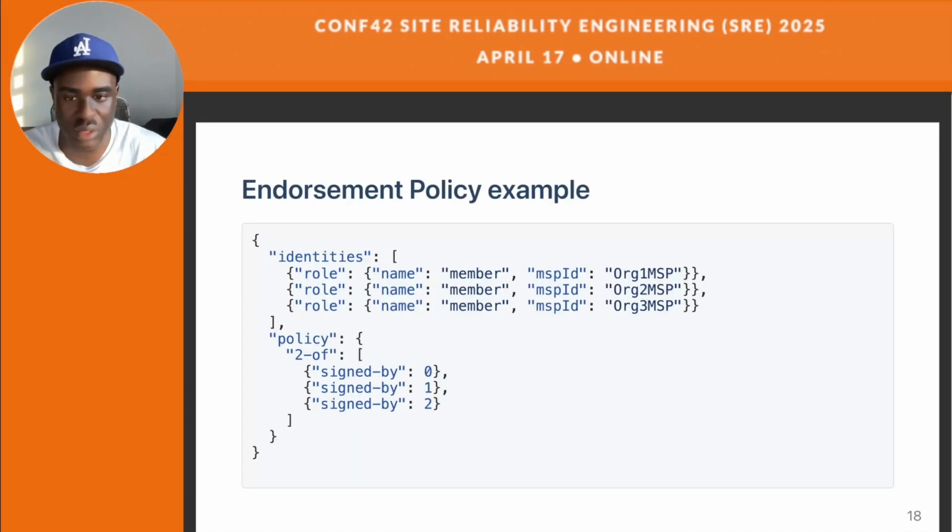So this is an endorsement policy example. It's a JSON snippet that requires any 2 of 3 orgs. So this means that one org could be completely offline, but we will still be able to get a valid endorsement. This is much more resilient than a policy that requires all 3, which means that if one organization stalled, then the whole network is stopped, or transactions in the whole network are stopped.